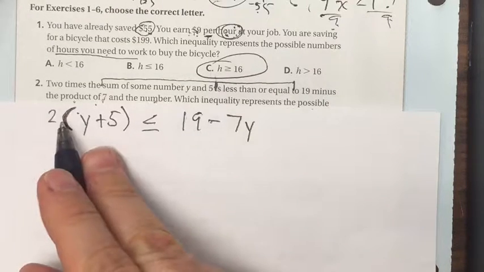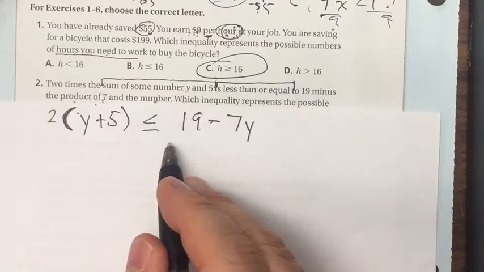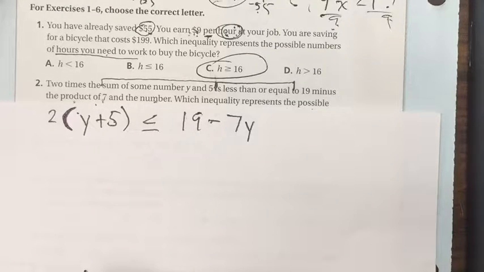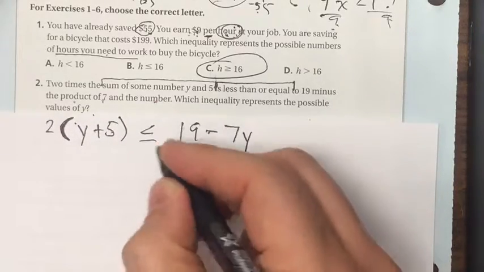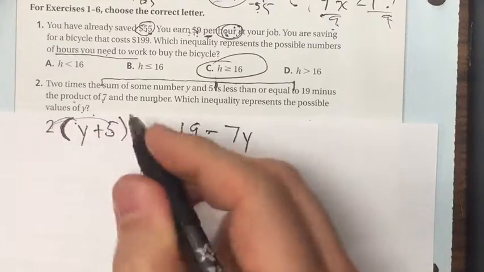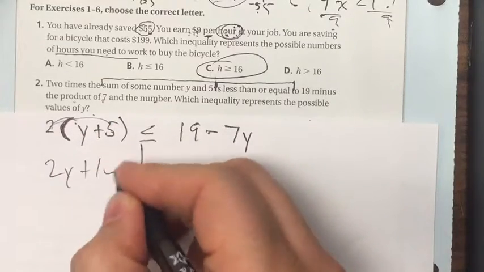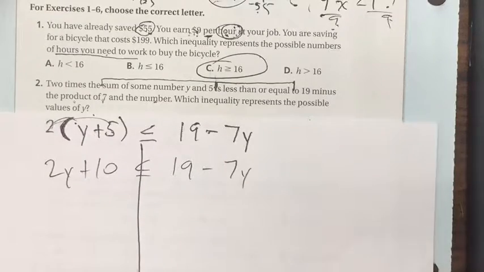So you have 2 that we distribute here is less than or equal to 19 minus 7y. Now, that was the hard part. Now, we get to the easy part, and that's just doing the math. You make your wall, you distribute your 2 times y, and 2 times 5. You get 2y plus 10, less than or equal to 19 minus 7y.